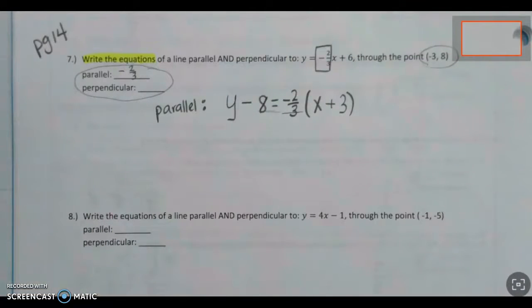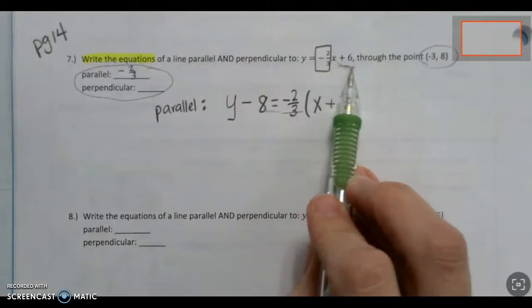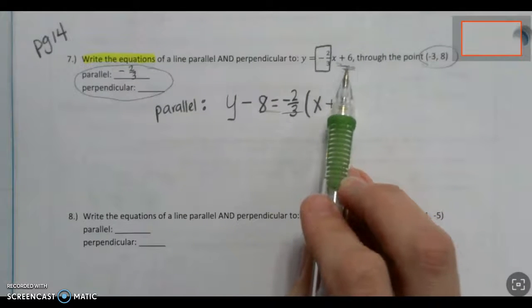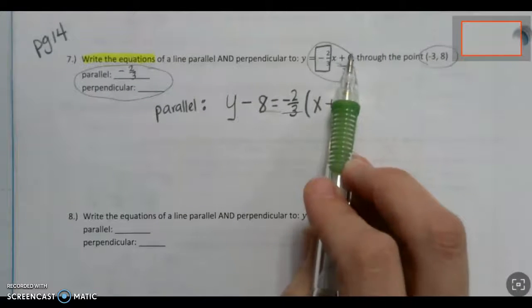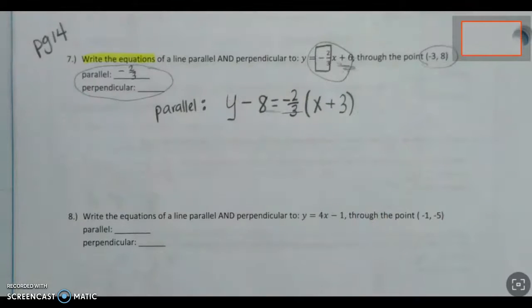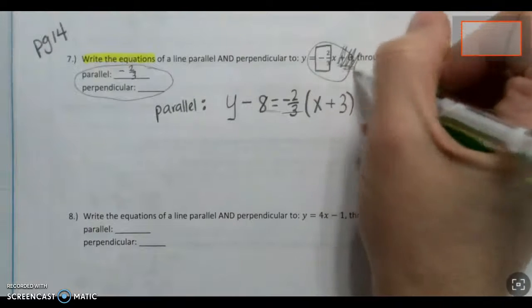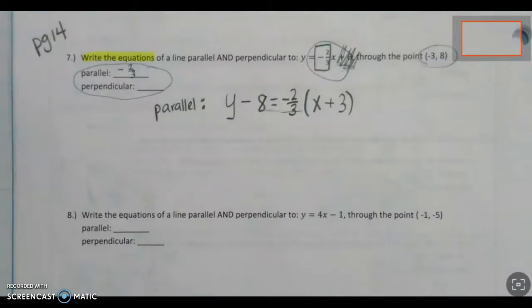That's my parallel equation, and then for my perpendicular equation, it's going to set up the same, except the slope is going to be different. Okay, what about this +6 that's right here? You don't use it. This is the y-intercept of the original line. Will my line have the same y-intercept? No. Nope, it's going to have its own y-intercept. So this number 6 actually won't get used at all in the problem. So just don't try to put that into your equation, okay?